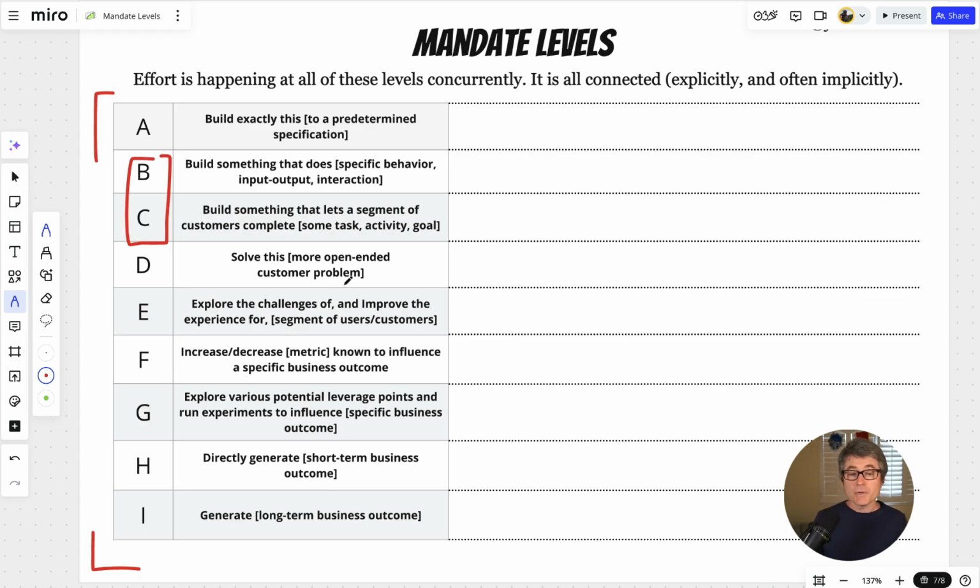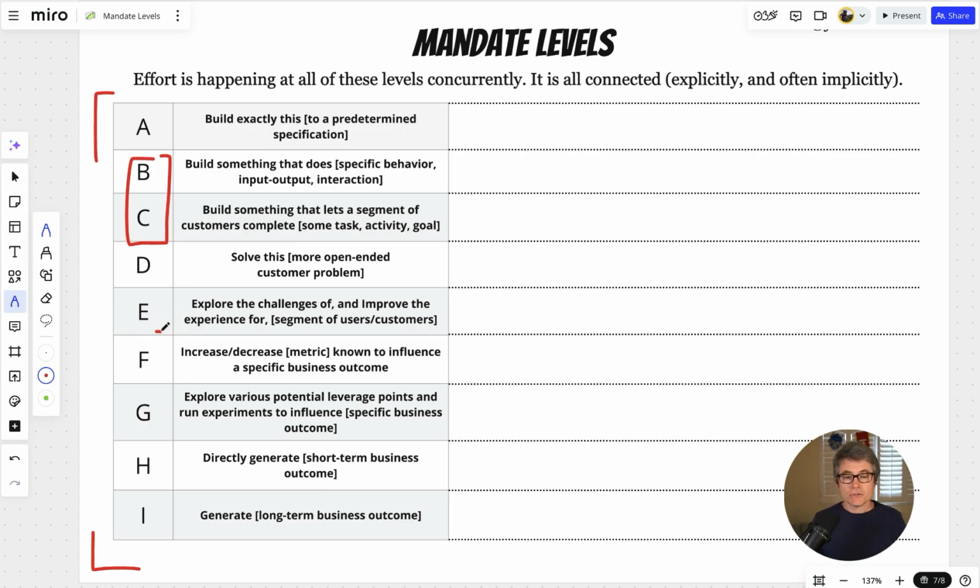D is solve this more open-ended customer problem, like, oh, it looks like the customer service agents are having trouble keeping track of the call details. That's a bit more open-ended customer problem. E, explore the challenges of and improve the experience for a segment of customers. So go out and make the accountants awesome.